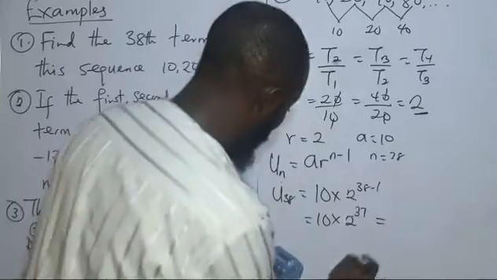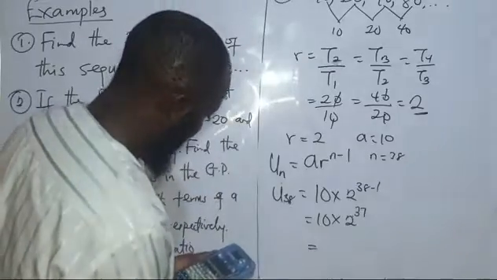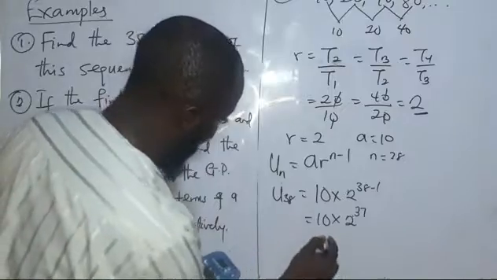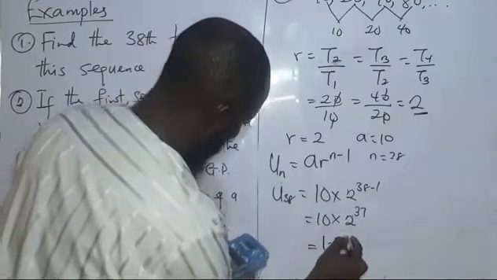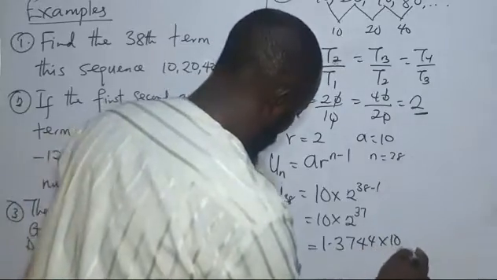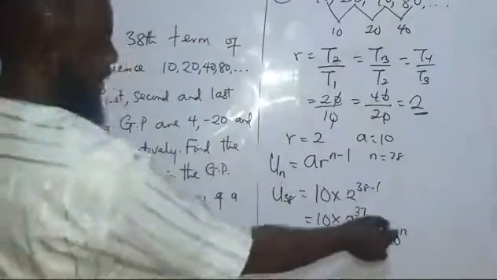So this one will give us, it's very long. From here, this calculation is giving us the answer in standard form. So we have 1.3744 times 10 raised to 12.